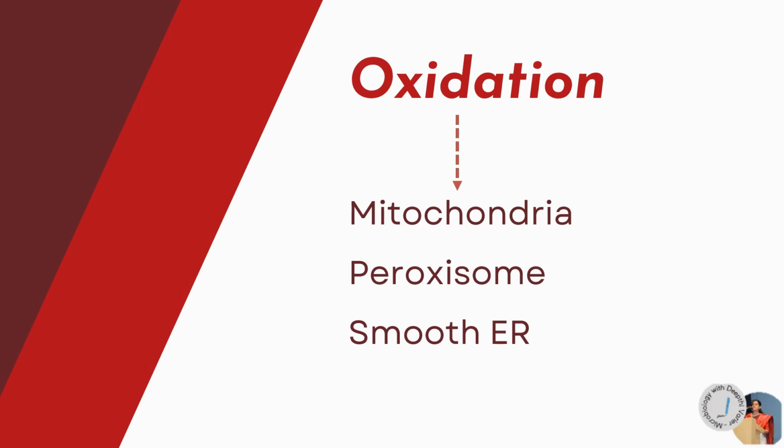So the oxidation of fatty acids, or you can say the breakdown of fatty acids, can occur in different regions of the cell. And please let me remind you, these are all the regions that are found in a eukaryotic cell.